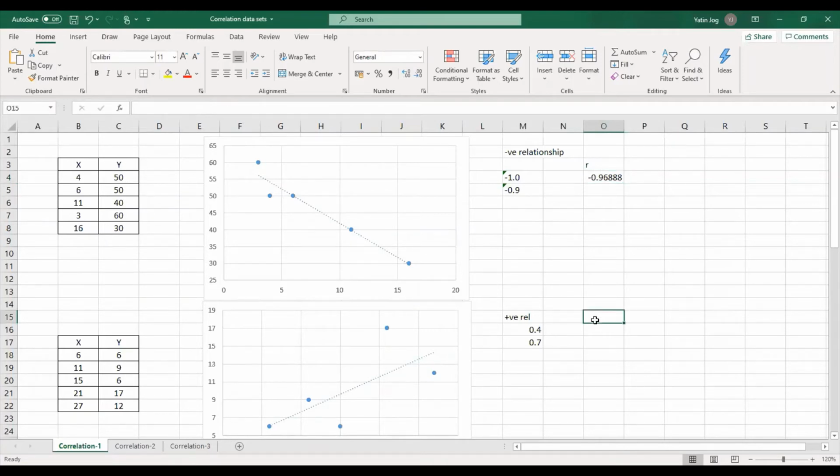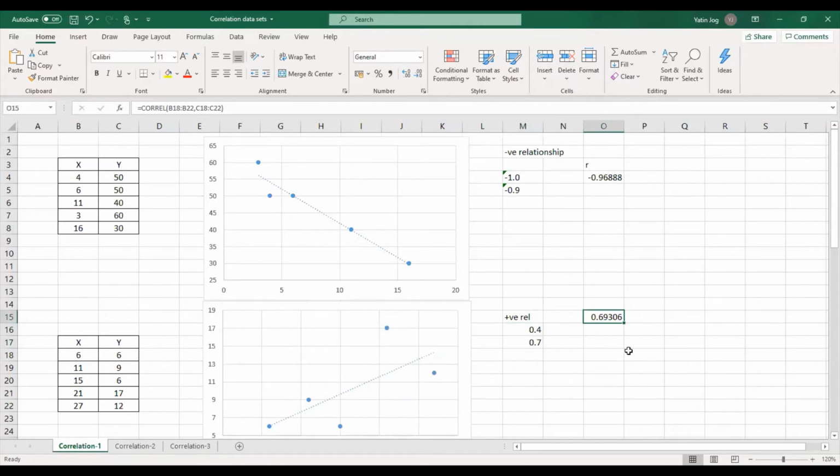And in case of second problem, if I use the same formula, equal to correlation into bracket, first data set, comma, second data set. So what I'm getting is 0.69. So yes, it is positive, but it is not strong positive. It is moderate positive. It is between 0.4 and 0.7. Yes, our prediction was correct, that it is between 0.4 to 0.7 because there is a considerable distance between my data points and the trend line.